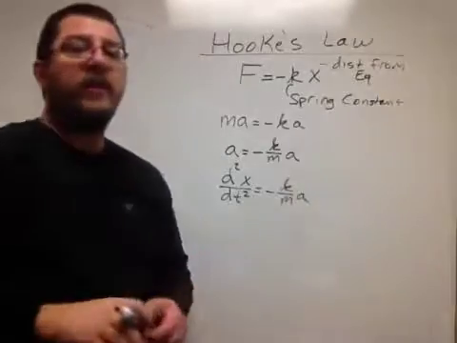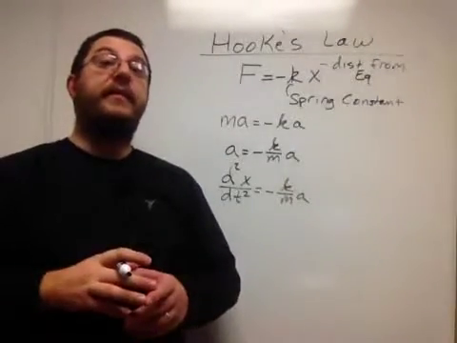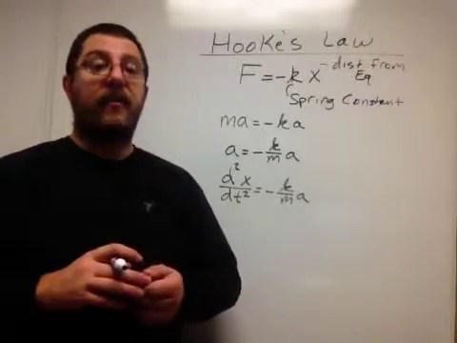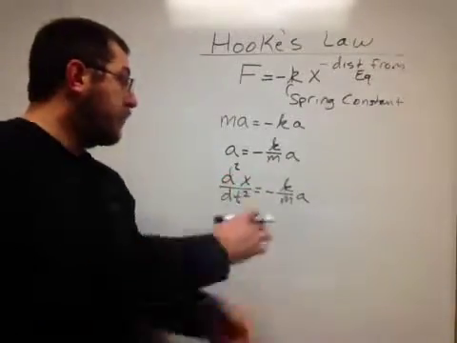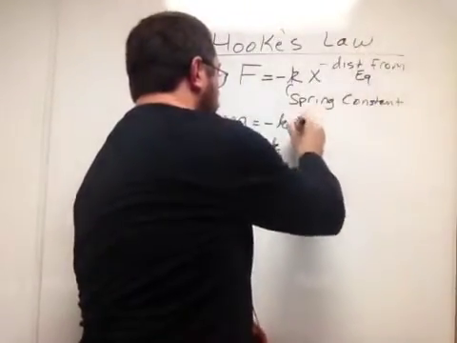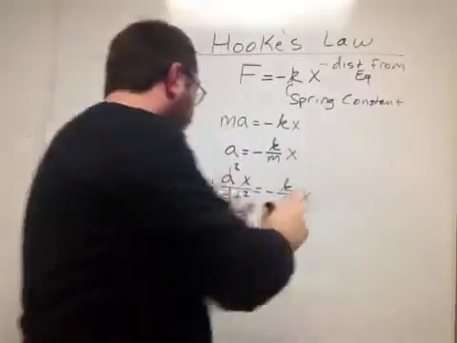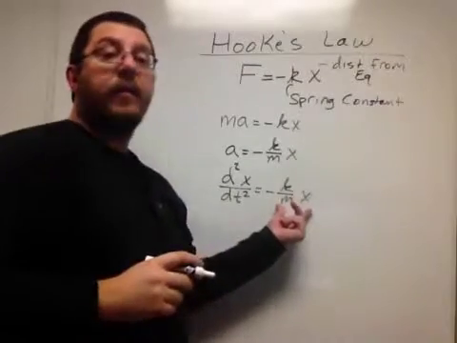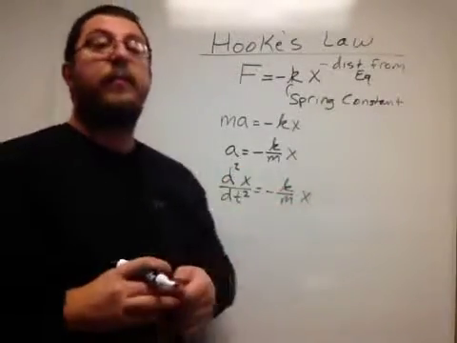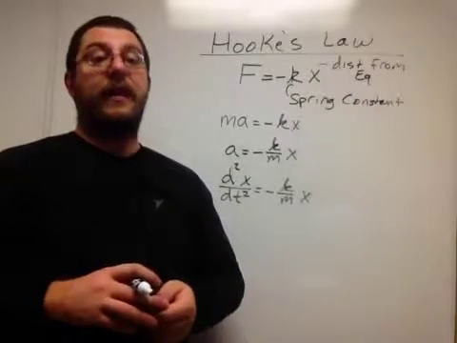And so there's our equation of motion. The second derivative is proportional to the negative of itself. The second derivative of x is going to be proportional to itself with this negative sign, and the constant of proportionality is the spring constant divided by the mass.